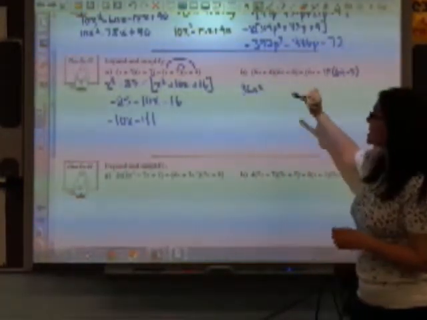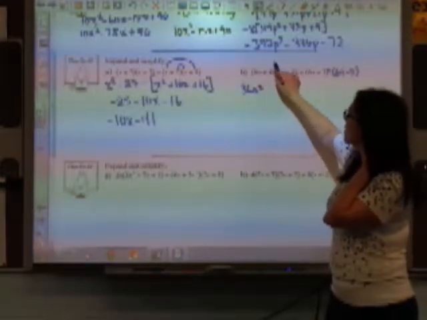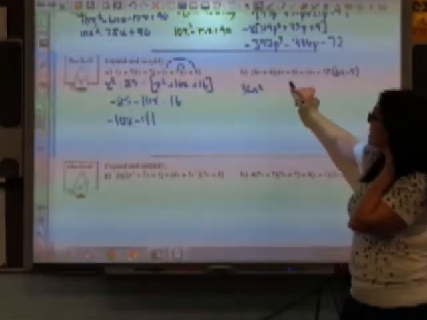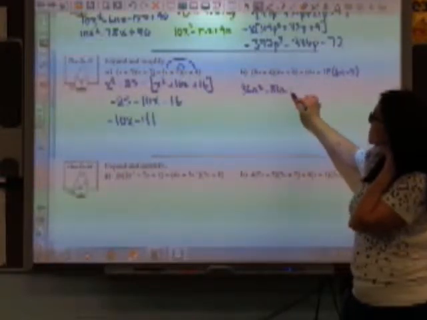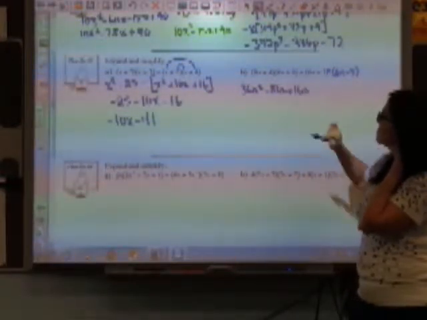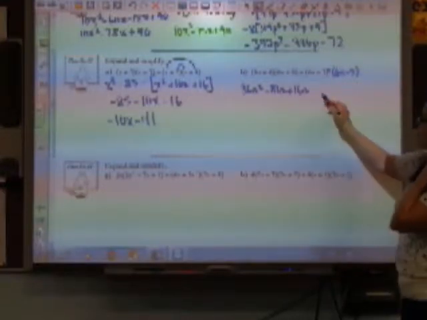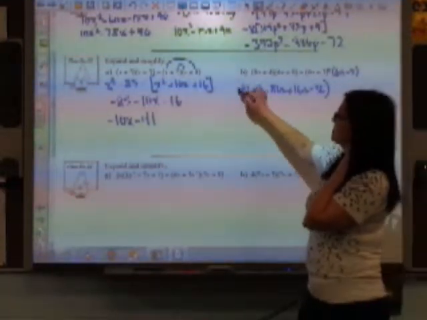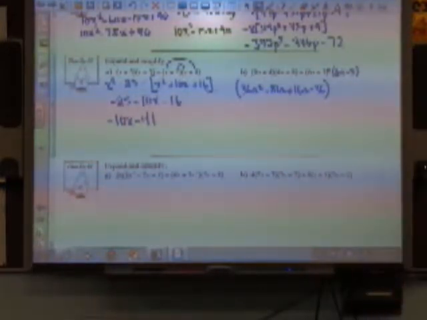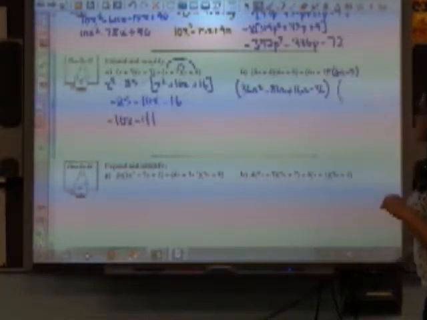And then these numbers are a little bit larger, so I probably would write them out. 9a times negative 9. And 4 times 4a. And then 4 times negative 9. So I get negative 36. And that makes up one full expression. And then I'm going to subtract the next expression.